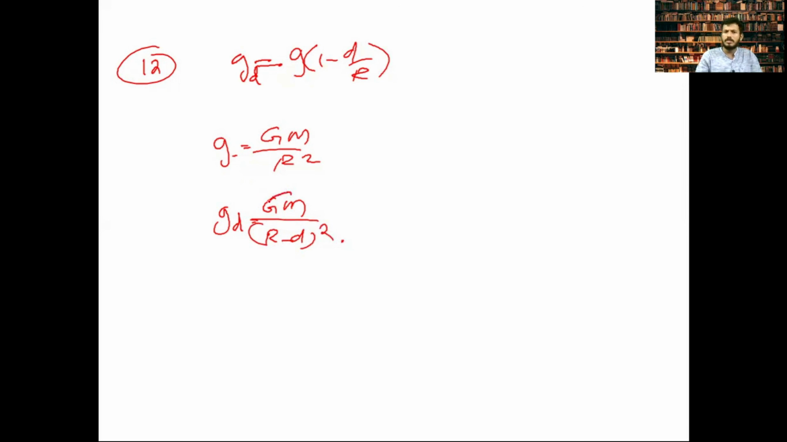There is a slight difference in mass also, because when moving towards depth, we only consider the mass of that part. So M changes and the radius changes. So it is proportional to 1 by r square. What is r here? It is R minus d, the distance. So the answer is g proportional to 1 by r square, and that is the option given.